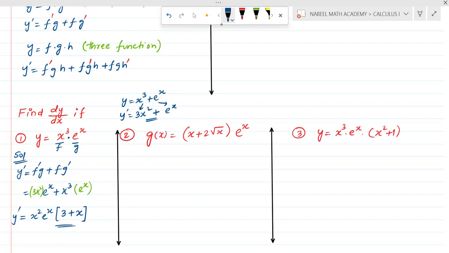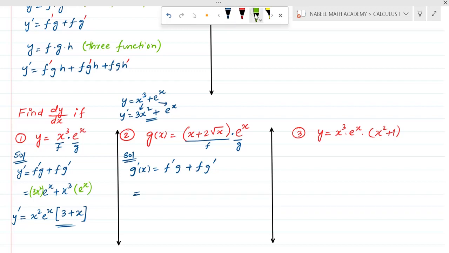Now similarly, we will take this part. Whenever you have a product of two functions, we will use the product rule. The entire term is f, this is my g. So I write the rule here: g prime is equal to f prime g plus f g prime. So this is g prime of the f prime.